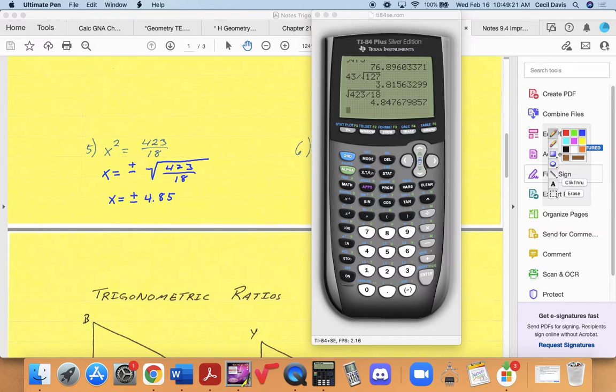Now, could you do 423 divided by 18 first and then take the square root? Yeah, but I think it's a waste of time. I always do the math to solve for the variable first and then put it into my calculator one time. Some students are like, yeah, I do this and then I do a little more on my paper, and then I do this on the calculator, do a little more on my paper. I'm like, I can't be bothered to do that.